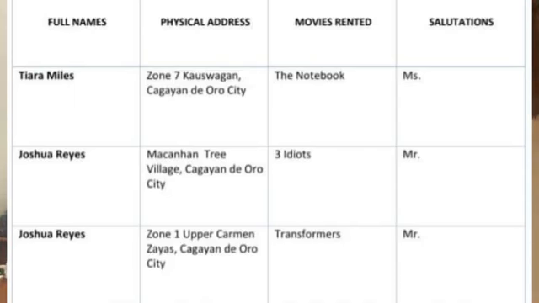So we have 3 people, namely Tayara Miles, Joshua Reyes, and Joshua Reyes again. Both of them have different physical addresses and different movies rented.